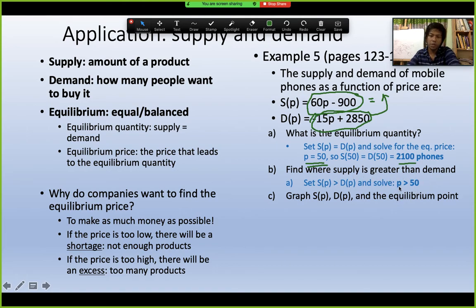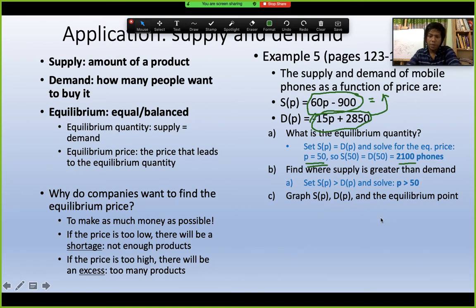And how do you do it? You write S of P greater than D of P, then put the values of S of P and D of P, then do just two or three lines of calculation. You will get it just like this one: P equals 50, but here it will be P is greater than 50, because of this greater than sign.